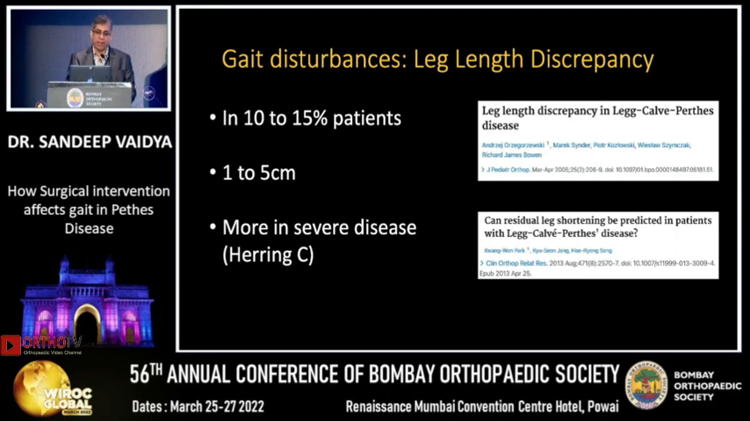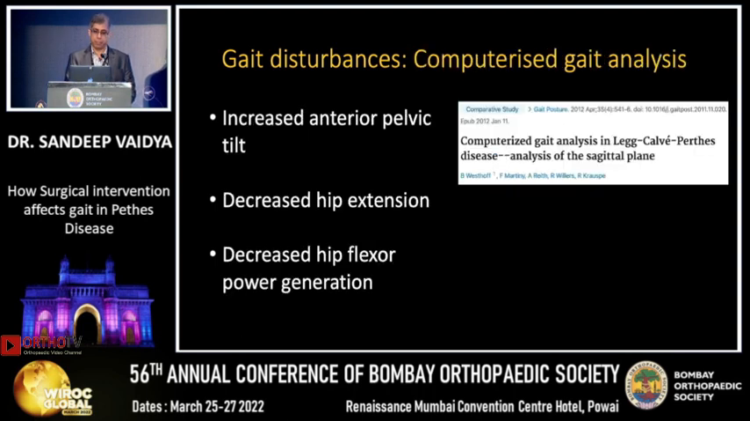Additionally, there is leg length discrepancy in around 10 to 15% of cases. The average leg length discrepancy is about 1 to 5 centimeters, and it is likely to be more in severe disease, that is Herring's group C. There are some gait analysis studies which show that there is an increased anterior pelvic tilt, decreased hip extension, and decreased hip flexor power generation in children with Perthes disease.